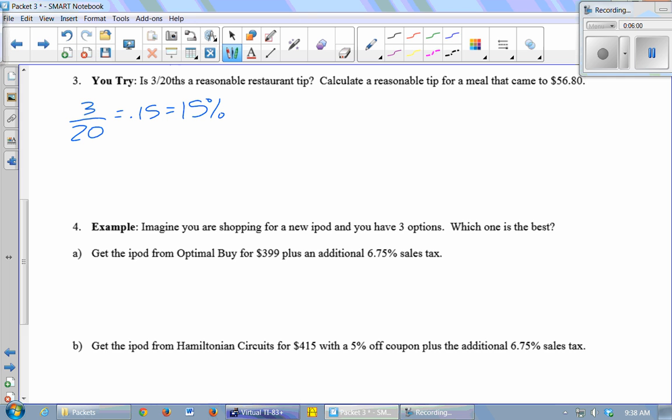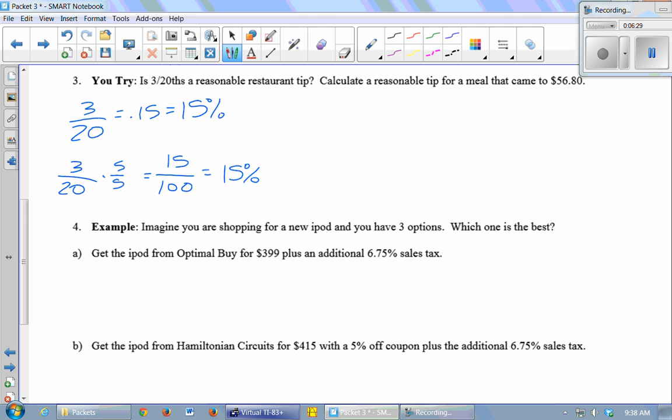And then I saw a couple of people write, well, 3/20ths. If I want my denominator to be a 100, because that's what a percentage is, multiply the top and bottom of this fraction by 5. So multiply by 5 over 5. 20 times 5 is 100. 3 times 5 is 15. So if you convert that to a fraction that has a denominator of 100, you get 15 out of 100, which is the definition of 15%.